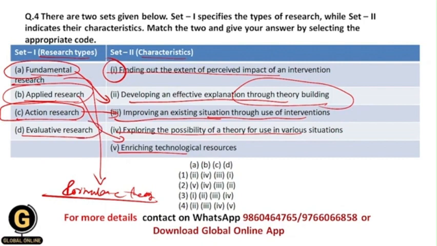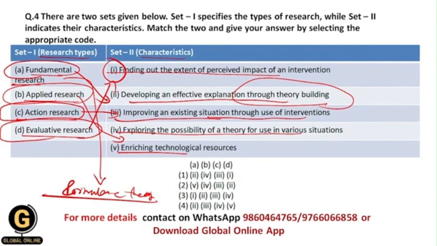And the last one is evaluative research. So of course it will go for 1, because we are evaluating something. Okay, so here we are evaluating exactly how much extent of causes having that much extent of effect on the effects. And that's why D will go for the first, that is finding out the extent of perceived impact of an intervention. I know the language is somehow difficult to understand, but try to understand the meaning of that sentence, then after that you will understand everything.